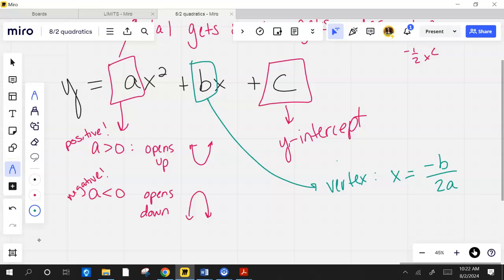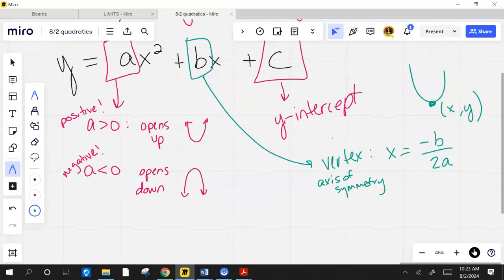Now, I said x equals because really, this is my axis of symmetry. It's not the whole vertex. The whole vertex, remember, it's a point on my graph, right? And a point has an x and a y. So I can use it to find half of the vertex, that axis of symmetry. In order to find the other half, and we're going to talk about this, I know I'm going kind of fast, I have to plug back into my original equation.